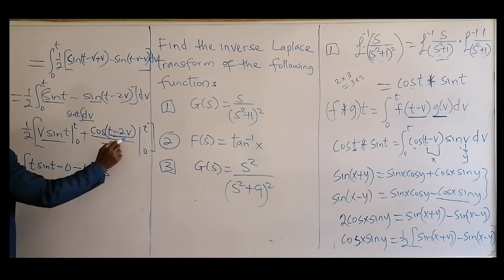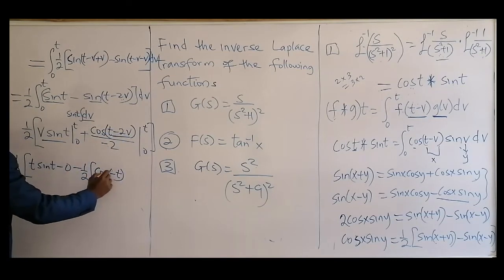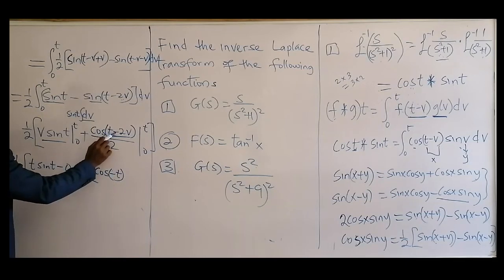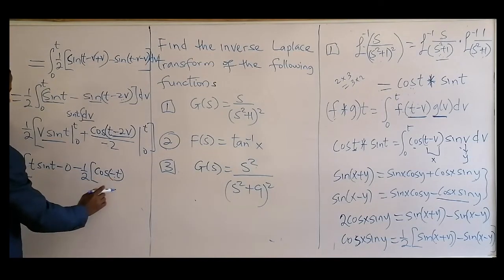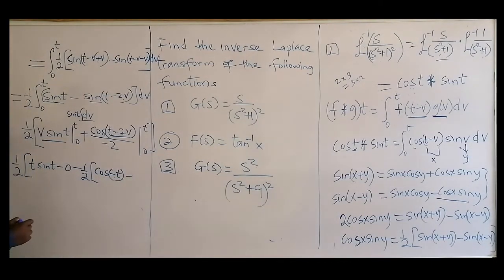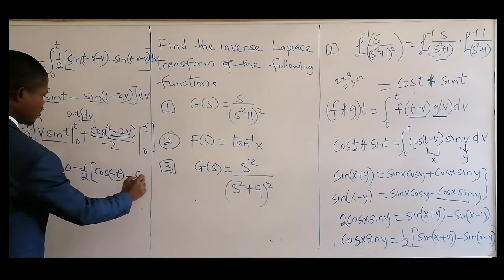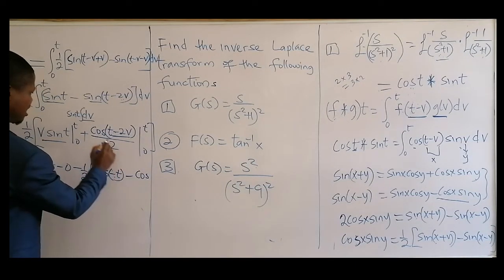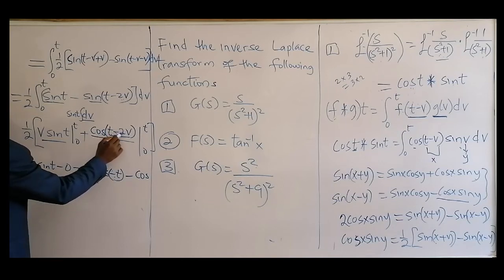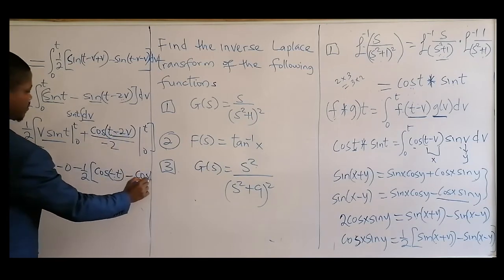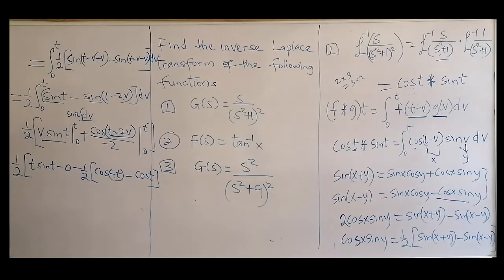minus 2t. So that will be minus what? Minus t. I'm having t minus cos. Wherever you see v, you put your t there. That will be t minus 2t, and that's minus what? Minus t. That's for the upper. Then for the lower, minus cos what? Cos t minus 2 times 0. That's cos t. So I'm through with that.